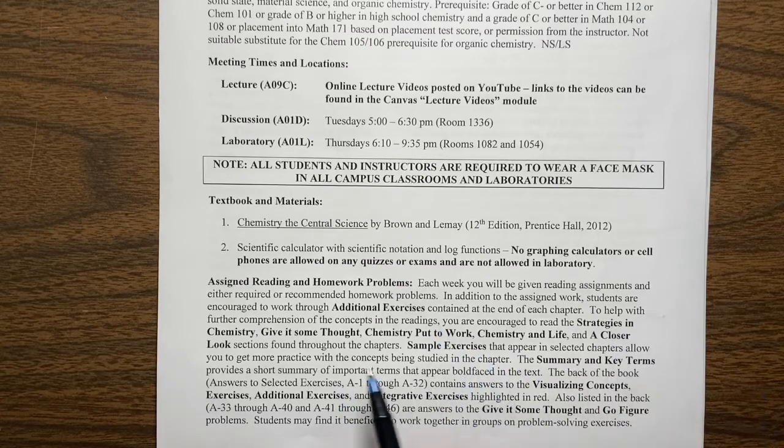This describes all the parts of the textbook. There's additional exercises. There's all these little sections within the textbook. I've highlighted in bold here: Strategies in Chem, Give it Some Thought, Chemistry Put to Work, Chemistry in Life, etc. I'll just talk about how chemistry relates to different aspects of our lives. There's sample exercises, there's summary and key terms. It's like any general chem textbook you've seen before. They're all pretty much the same.